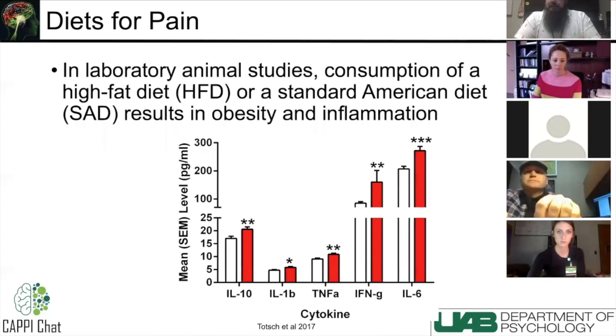Now, we've done some studies in lab animals looking at diet, and this is just from one of those studies. If we give animals an American diet, so it's high in processed carbohydrates and fats, these animals get fat, so we get obesity, and they get inflammation, even in the absence of pain. What this is simply showing is that these rats that are the red bars had higher levels of all of these different inflammatory molecules than the animals that ate the normal diet, which is the open bars. So this is showing, in the absence of pain, eating a poor quality diet increases inflammation.